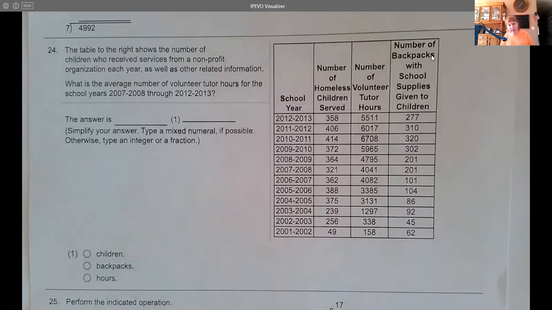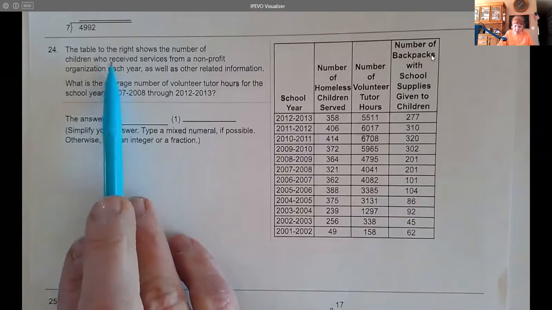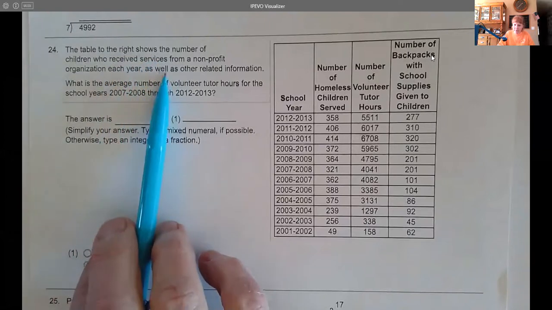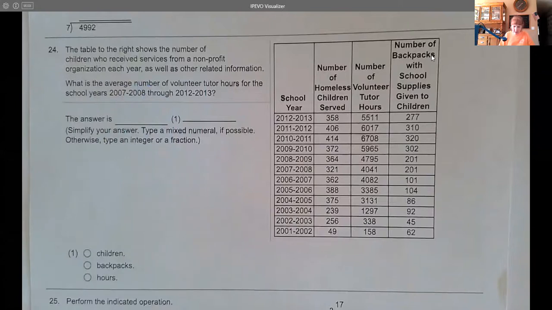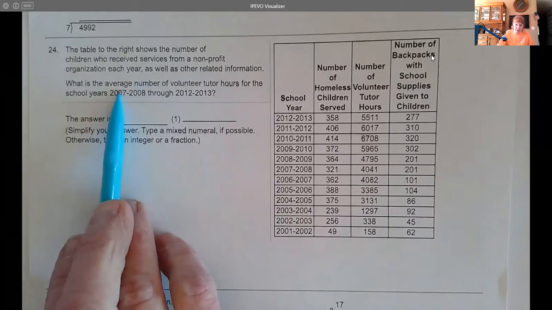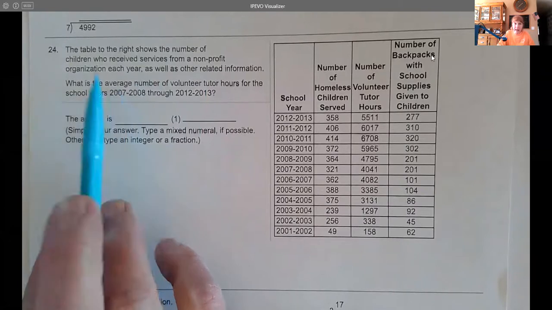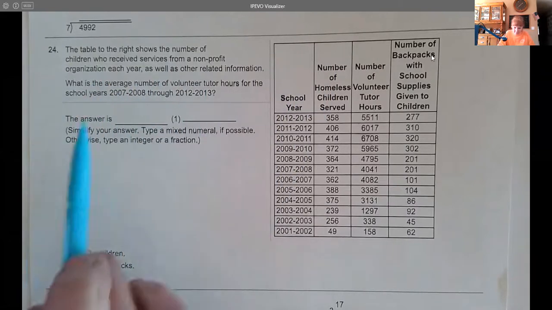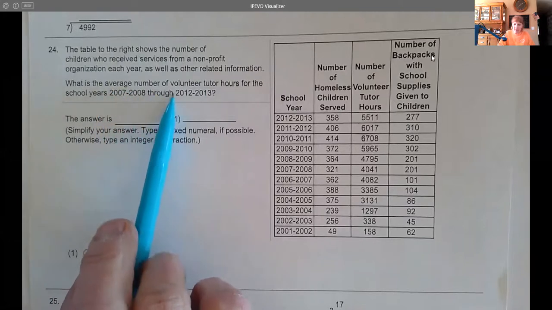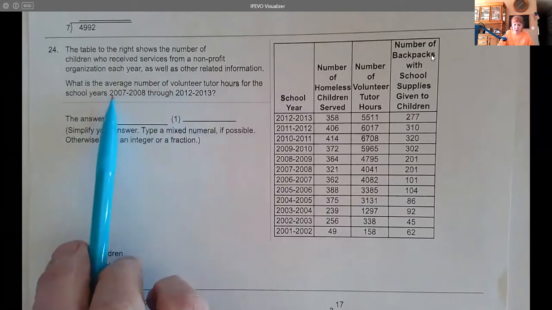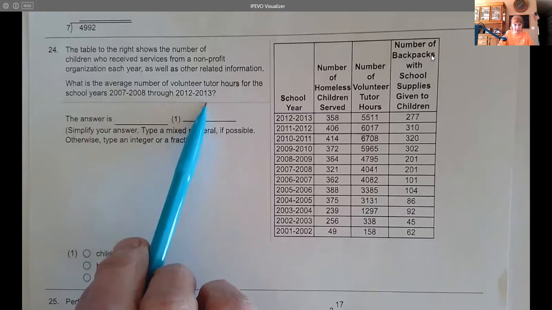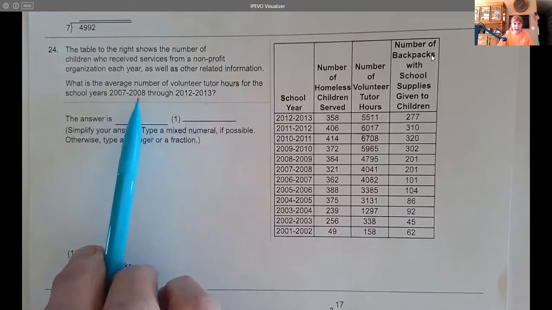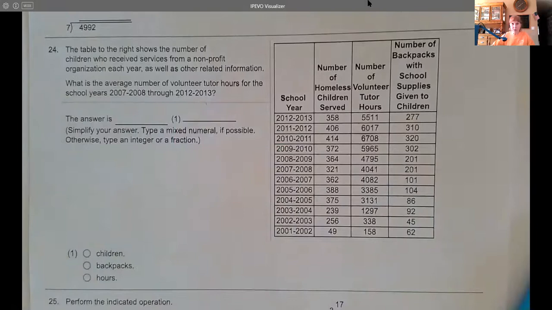Hi there. Well, here we have a story problem, and what we have is a table, and to the right shows the number of children who receive services from a nonprofit organization each year, as well as other related information. They want to know what is the average. Well, we know when we find average, we'll usually be adding up and dividing by how many we have. What is the average number of volunteer tutor hours for the school years 2007 to 2008 through 2012 to 2013? So again, they wanted the average number of volunteer tutor hours.